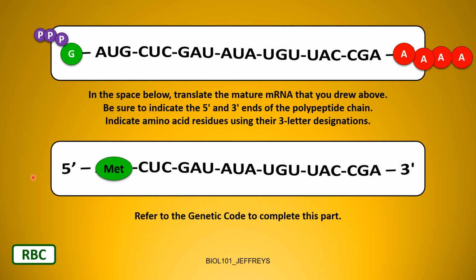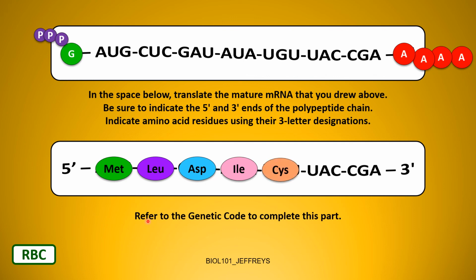AUG, as you know, codes for methionine, MET. CUC, as we saw, codes for leucine, that's LEU. GAU for aspartate, not aspartame, that's the artificial sweetener, aspartate. That's ASP. AUA, that's isoleucine, ILE. UGU is cysteine, CYS. UAC is tyrosine, TYR. And CGA is arginine, that's ARG.